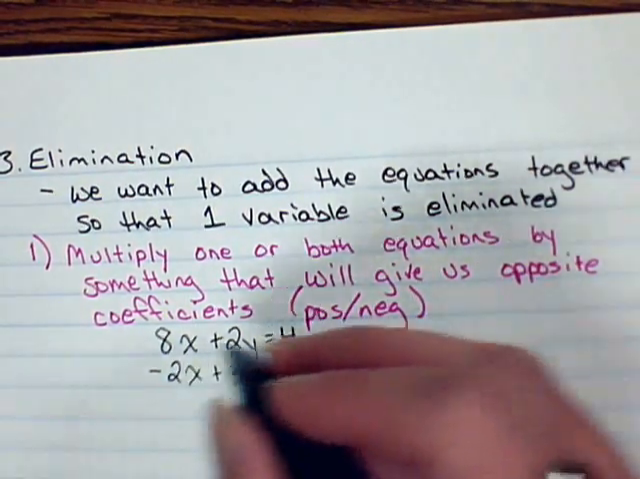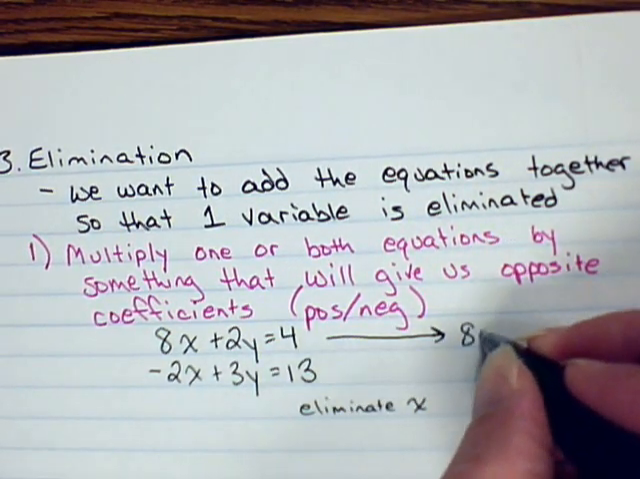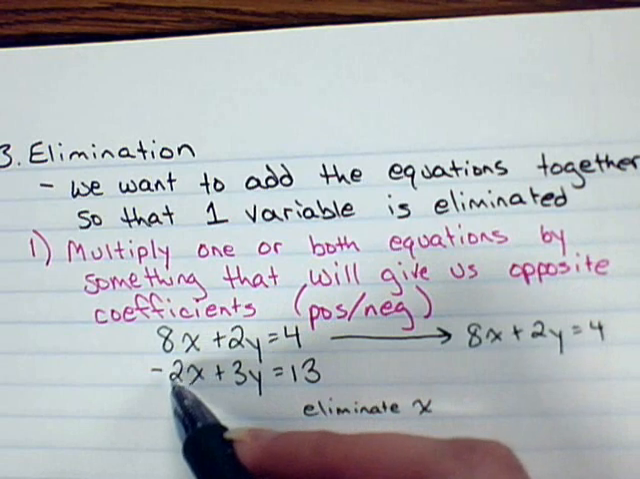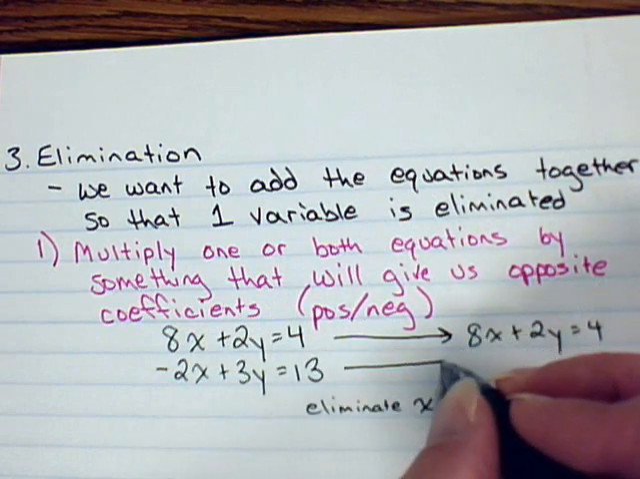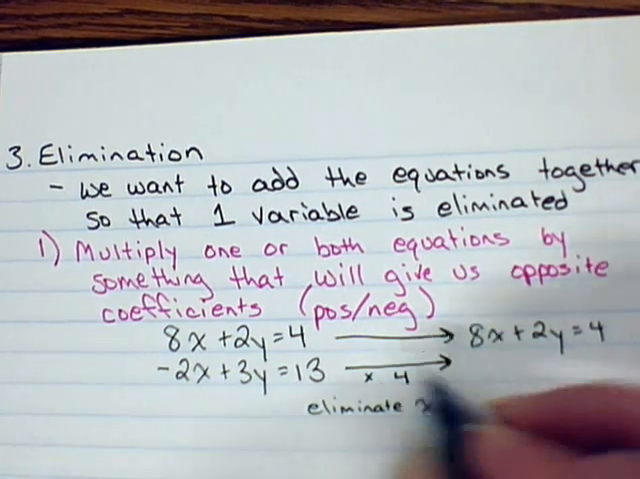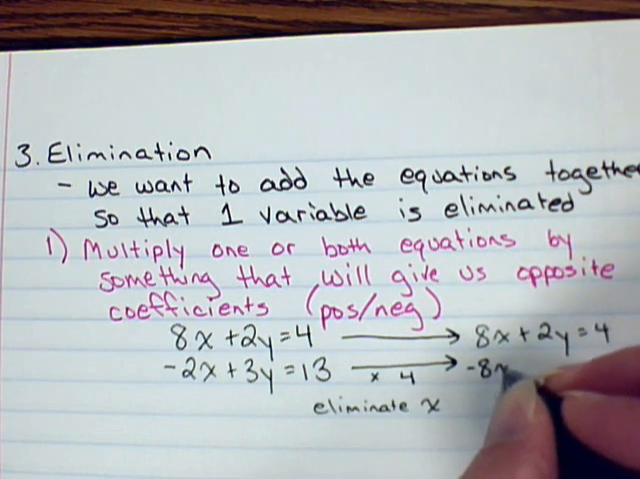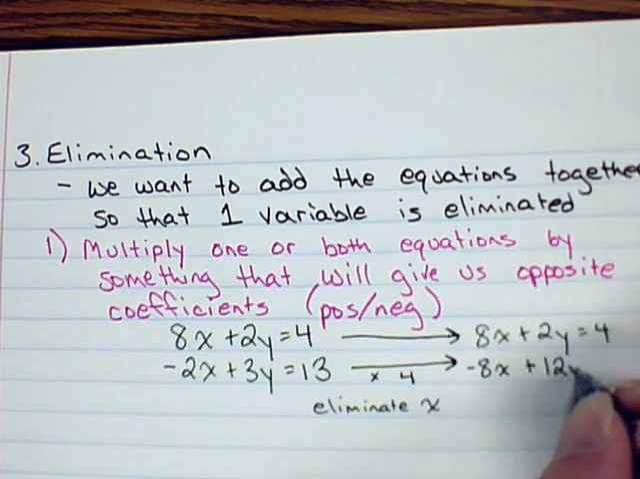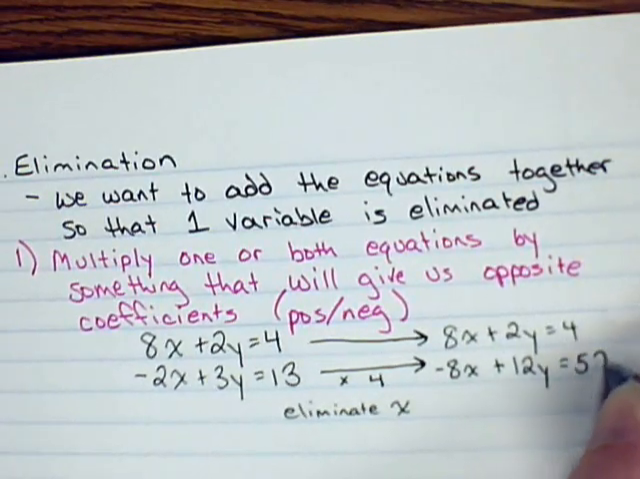Well, how about let's just leave the first one just like it is. I'm going to rewrite it over here. But on the second one, to make it be an opposite of 8x, I need this to be negative 8. What could I multiply by to get that to be negative 8? I can multiply by a 4. So times 4. And when I say times 4, we're talking about both sides of the equation. So that gives me negative 8x plus 4 times 3y is 12y. And then 4 times 13 is going to be 52.